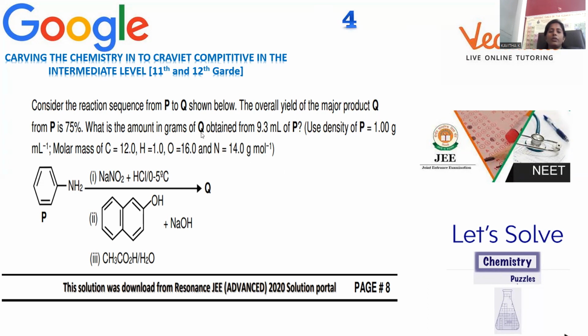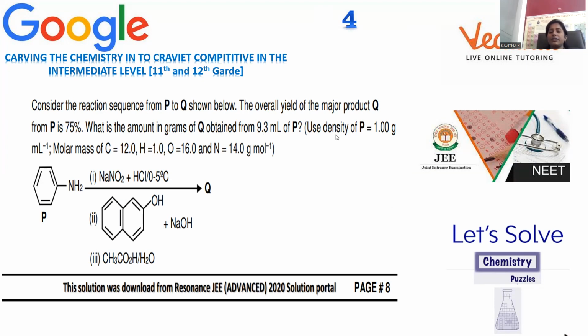So what is the amount in grams of Q obtained from 9.3 ml of P? If the starting material is taken as 9.3 ml, and that 9.3 ml is not completely reacted, rather only 75% reacted, then from that, what extent of Q will be generated? Okay, density, because here volume is given and grams are asked. So the volume must be converted into grams. We already know the relation between volume and weight: density is equal to mass by volume. We can convert mass into volume and volume into mass by using this formula.